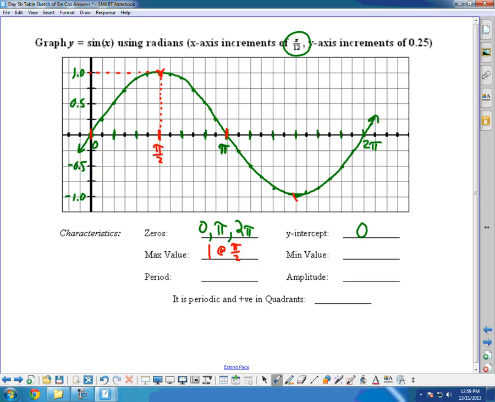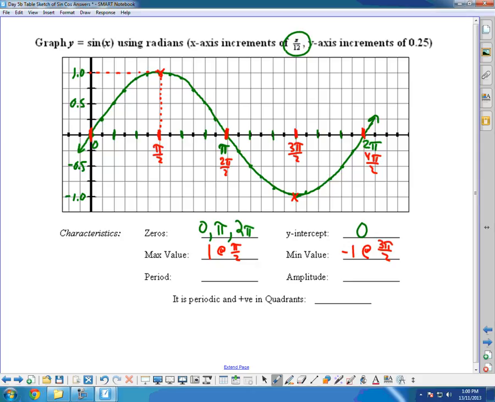Min value, same thing. It goes all the way down to -1. Except where does that happen? Well, it's halfway between these two. This is 2 pi over 2, and this is 4 pi over 2. So halfway between must be 3 pi over 2. And these spots I really remember. It starts at 0, ends at 2 pi. Halfway, it's back at pi. Halfway between 0 and pi is pi over 2. Halfway between pi and 2 pi is 3 pi over 2. So those spots are really important.